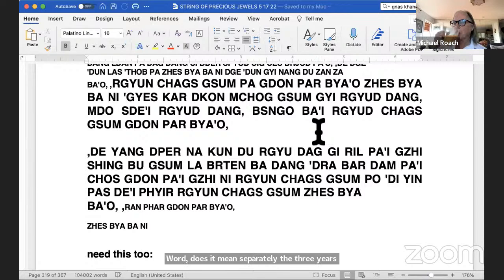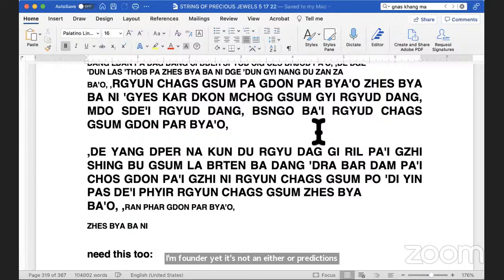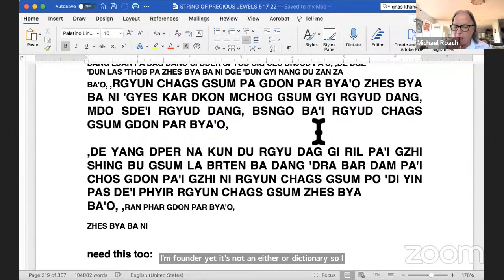I haven't found it yet. It's not in either DOS or the Great Dictionary, so I have to keep looking. Yeah. Okay. It might be misspelled or something. I don't know. Okay. I think it might mean do it separately, because ge can mean to separate.